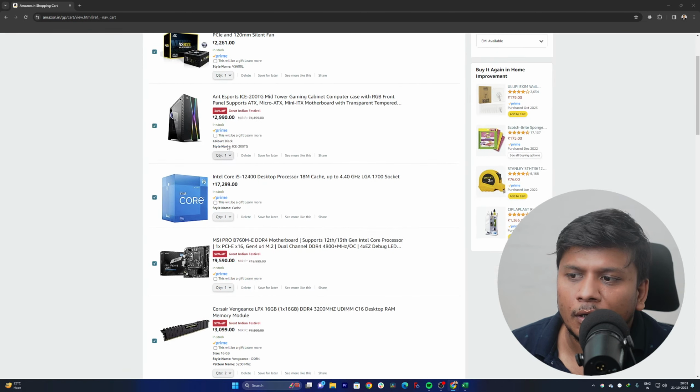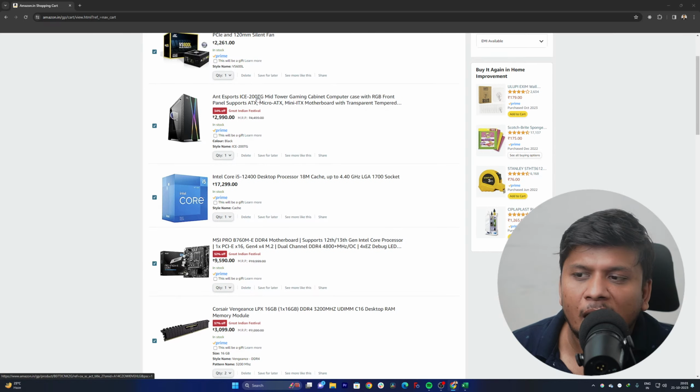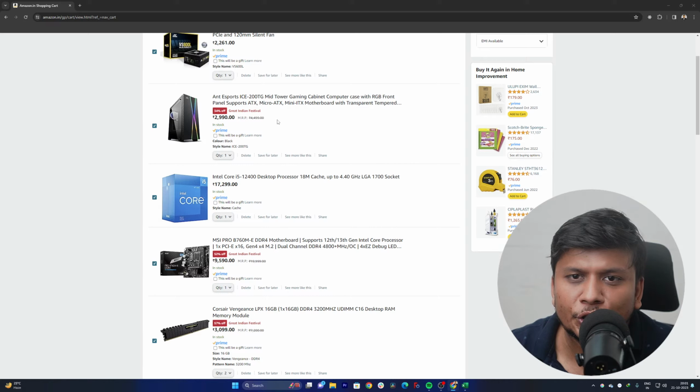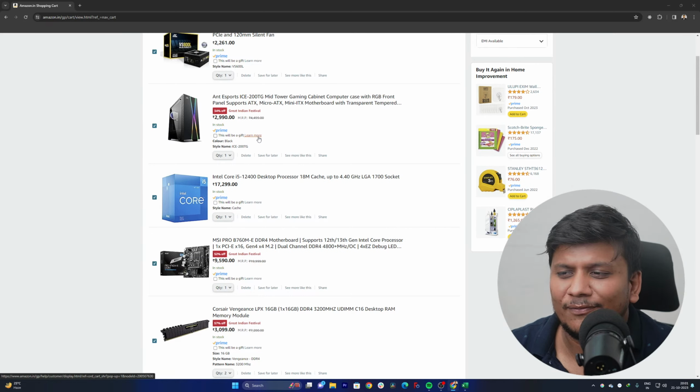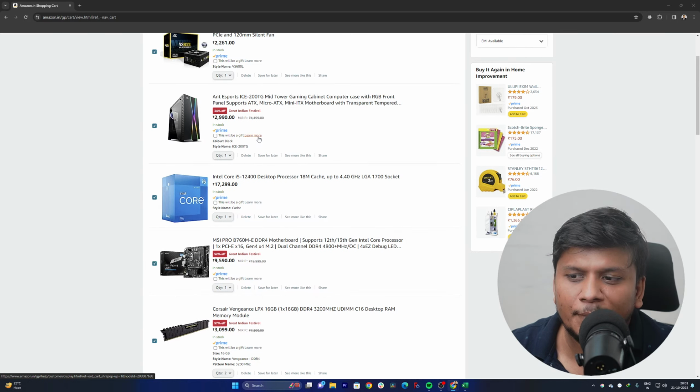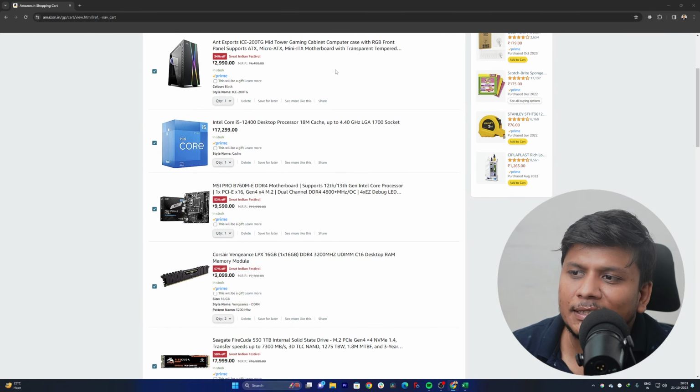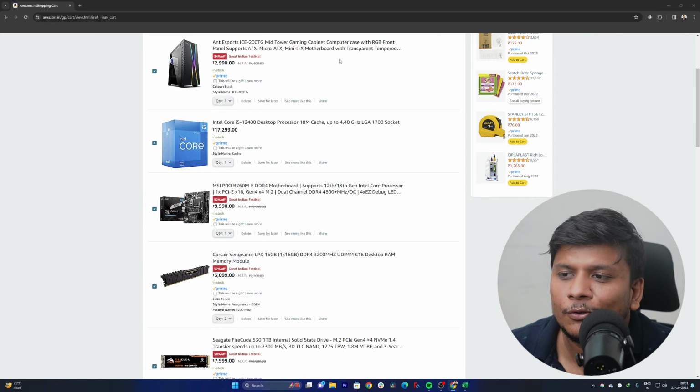Then for the cabinet we went with Ant eSport, and we have already mentioned the kind of value that the Ant eSport cabinet provides. It comes with a magnetic net that ensures the dust does not go inside the cabinet. And the airflow, I would say, is not that bad, not that good or great, but decent enough, because here we are not using something very powerful, we are using a mid-range CPU. So I would say the airflow is good enough.